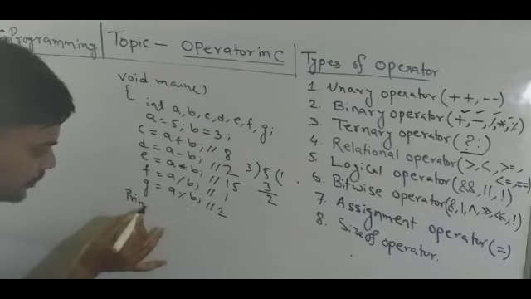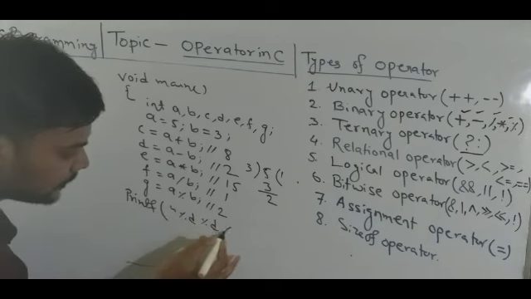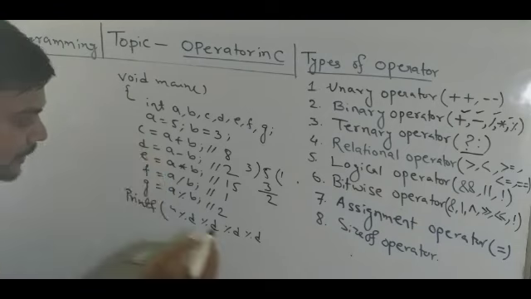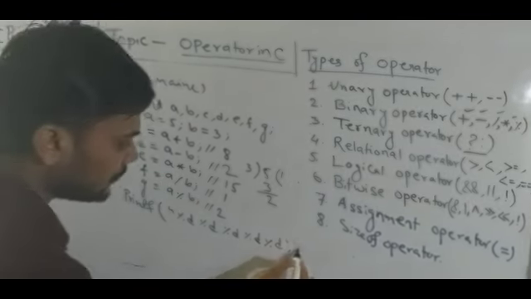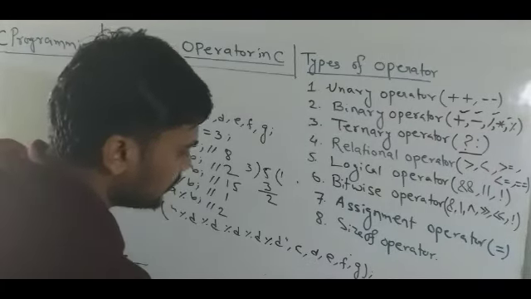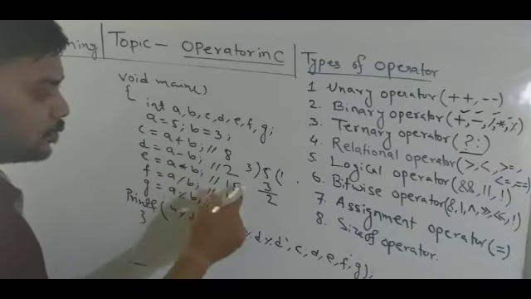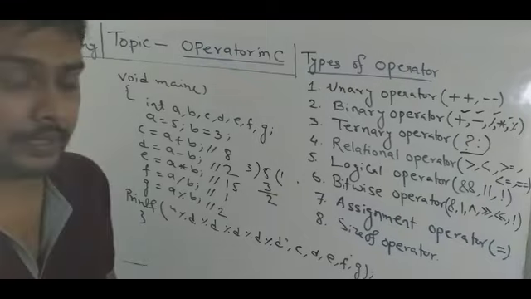And after that we print the values with %d, that is 1, 2, 3, 4, 5, so 5 times %d and c, d, e, f, g. It will give the output like 8, 2, 15, 1, 2. So that is the binary operator.